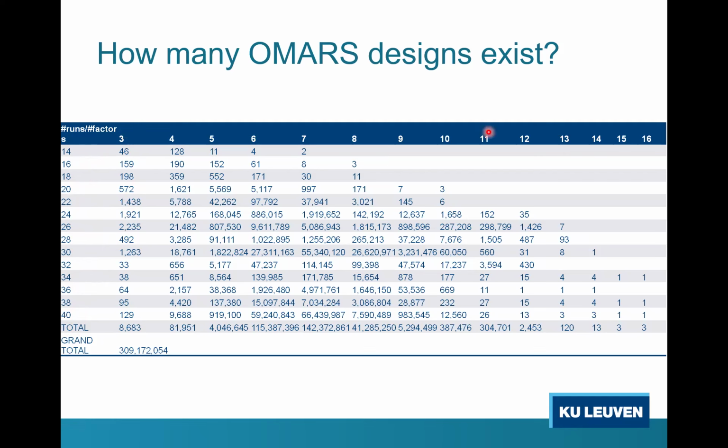The columns in this table indicate how many input factors are included in the experimental plans. You can see that for certain numbers of tests and certain numbers of factors, there's an awful lot of OMARS designs. For example, there are more than 1 million OMARS designs with 28 tests to study 6 factors. There are 27 million OMARS designs with 30 tests for 6 factors. So basically, that new family of experimental designs is incredibly big.